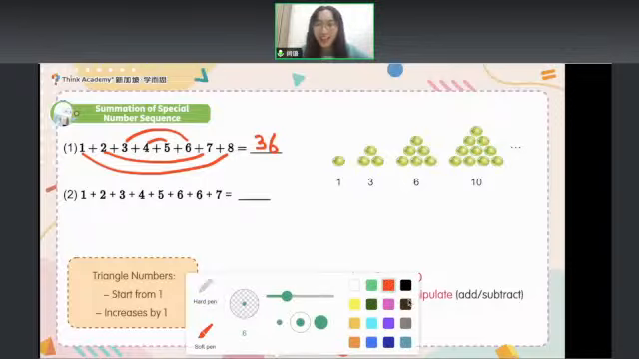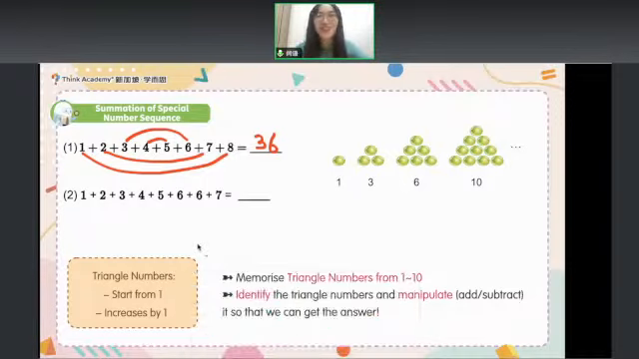Okay, the second one. For the second one, it is very easy to make a careless mistake. Some students say that, wow, very easy.